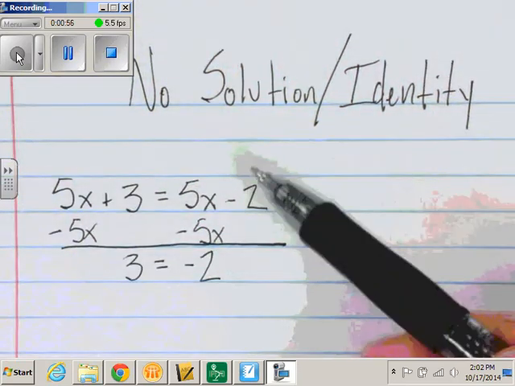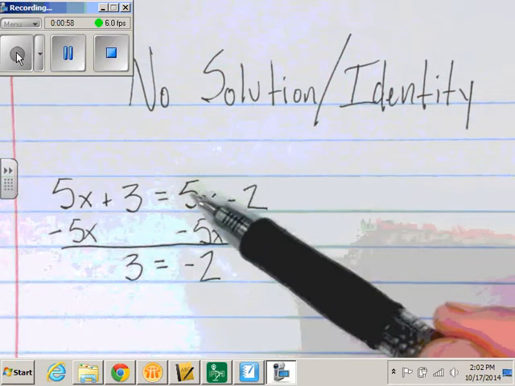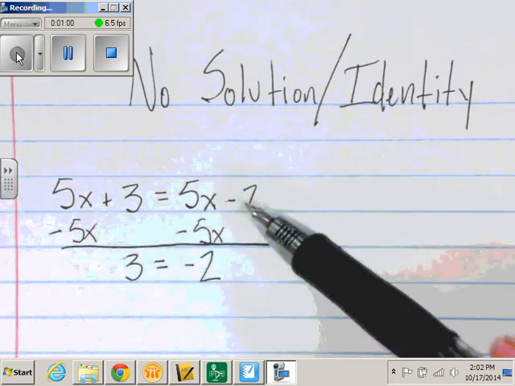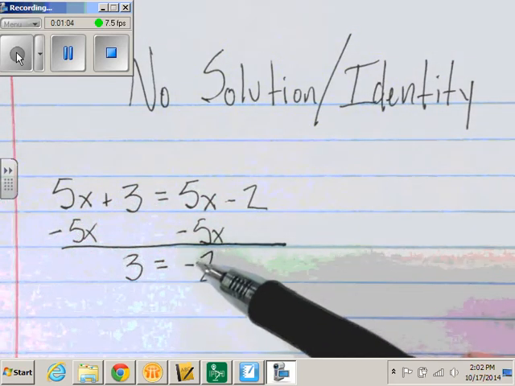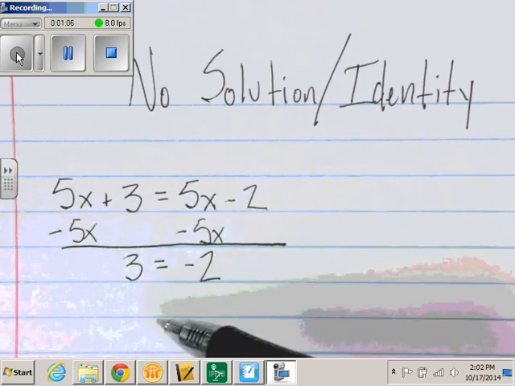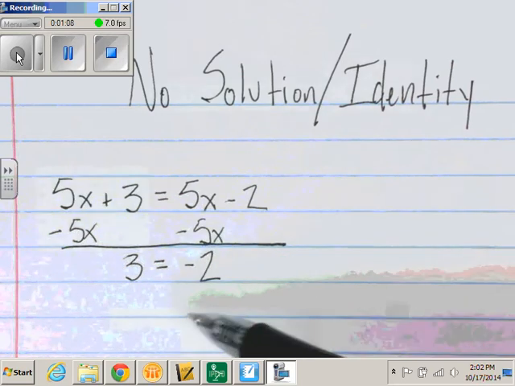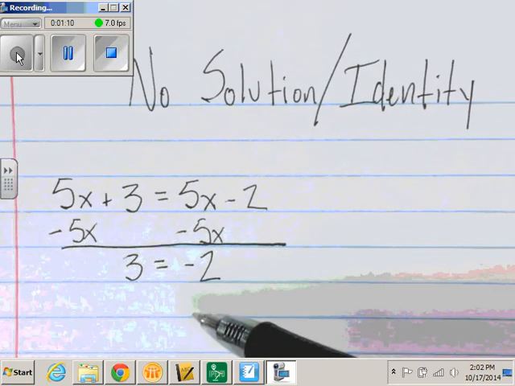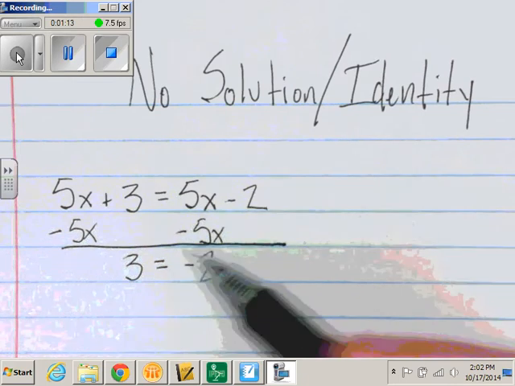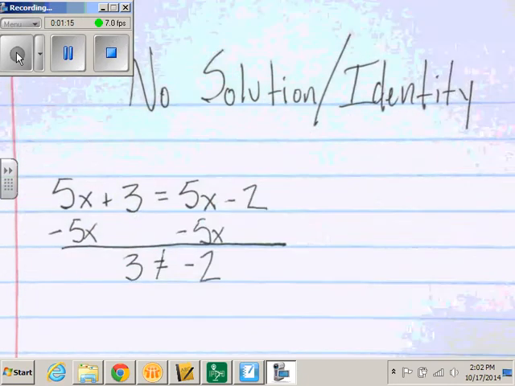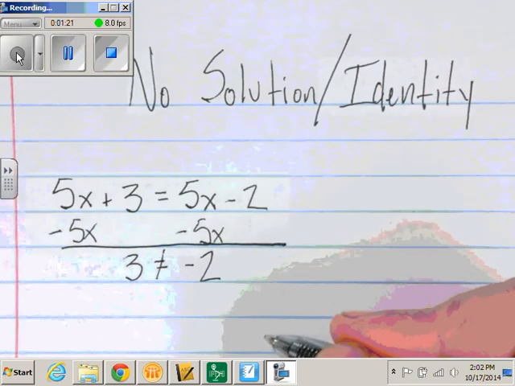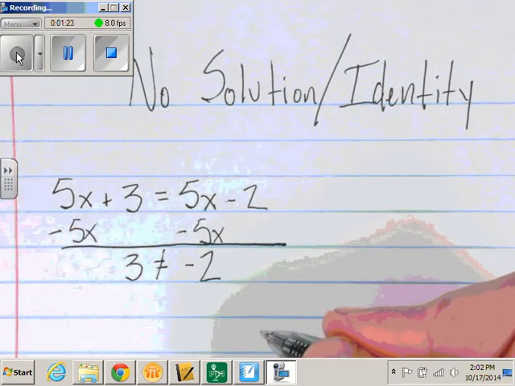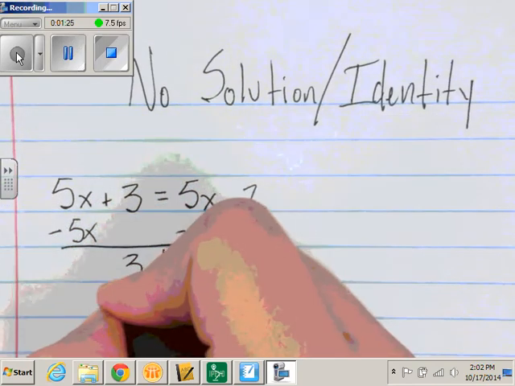When we bring down the two terms that are left when you have subtracted the 5x from itself, we get the statement that 3 is equal to -2. This is a false statement. These two things do not equal one another. If this occurs, then we say that this equation has no solution.